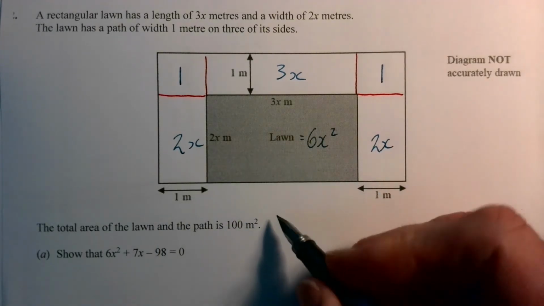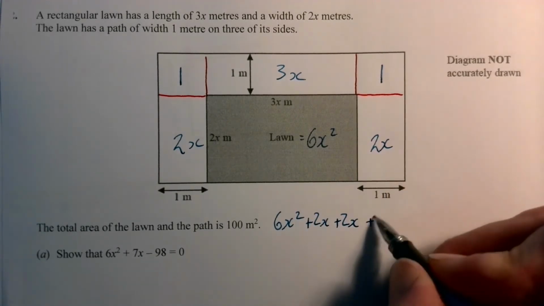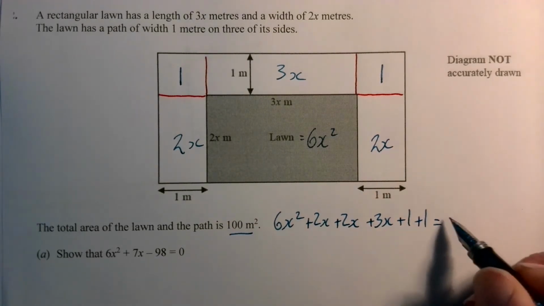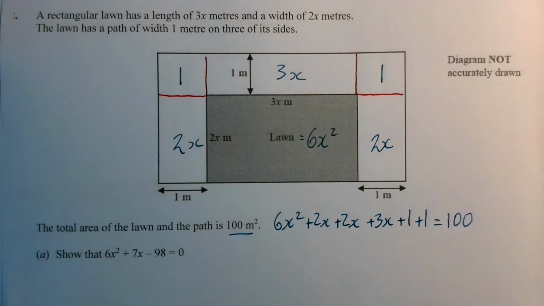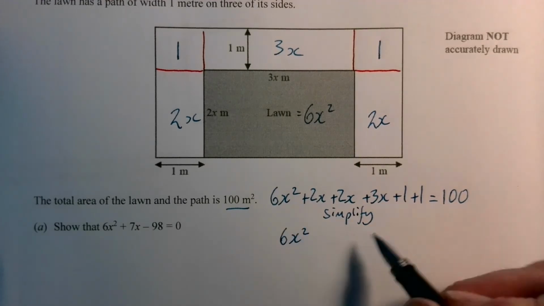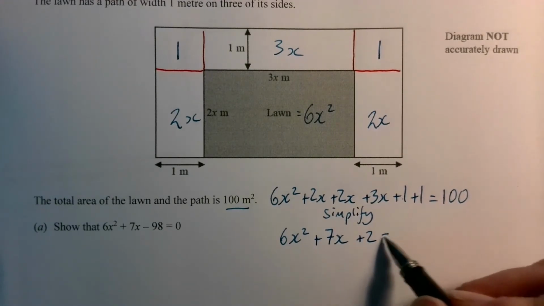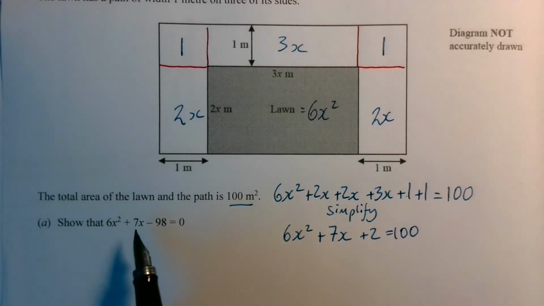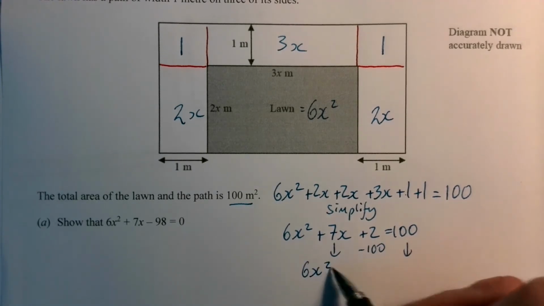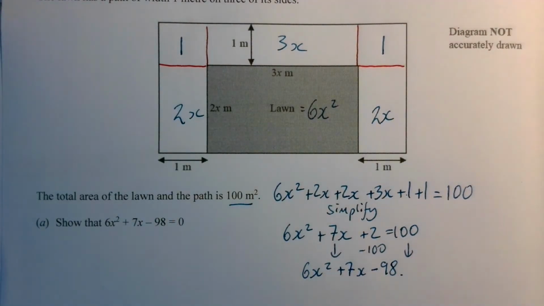So all we need to do is write all of this stuff down, and I'm just going to do it the way I see it at the moment. 6x squared plus 2x plus 2x plus 3x plus 1 is all equal to that 100. And then all you've got to do is simplify. So that's 6x squared. We've got 2, 4 plus 3 is 7x. 1 plus 1 is 2 equals 100. And look, we are almost there. All you need to do is take 100 from both sides, and that is that shown. Nice thing about those questions is when you get there, you know you've got it totally right.